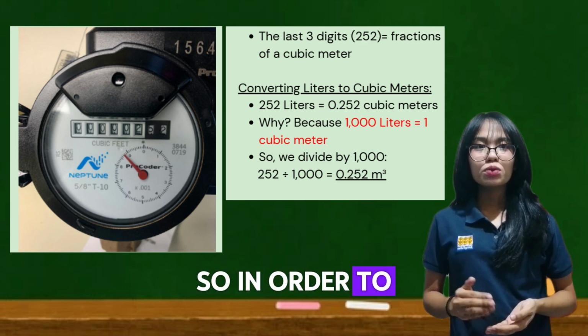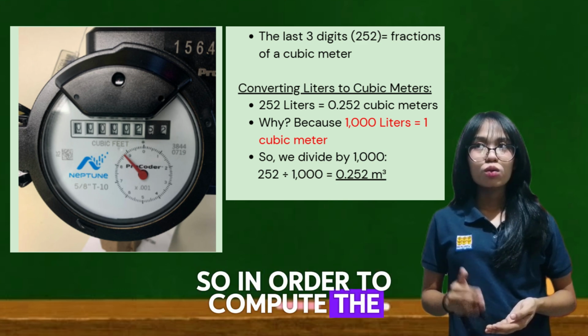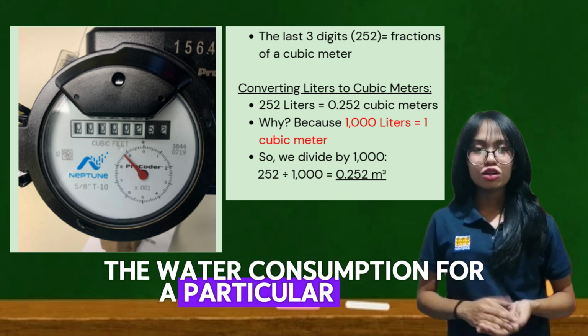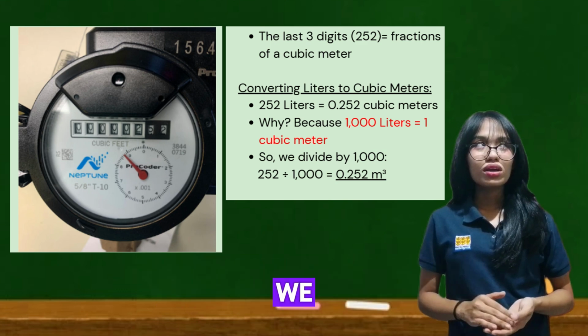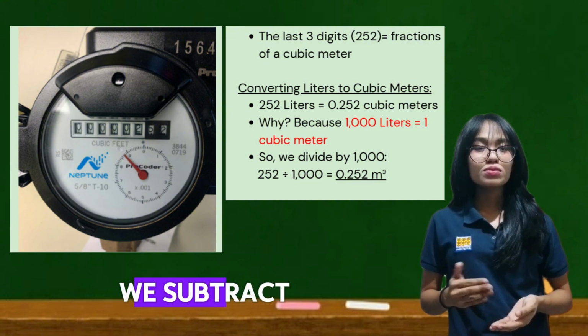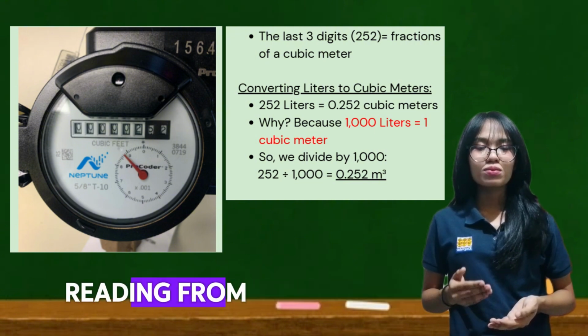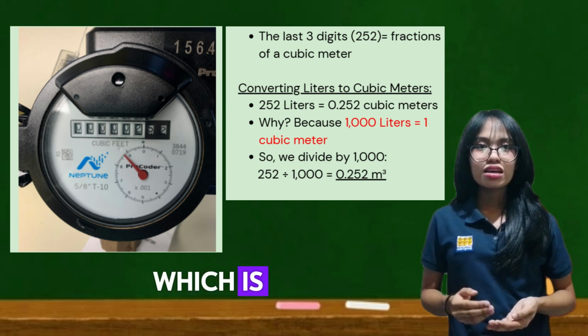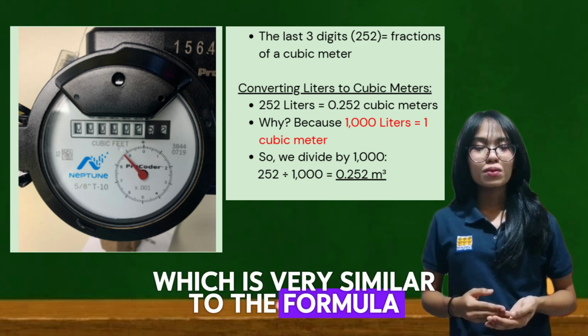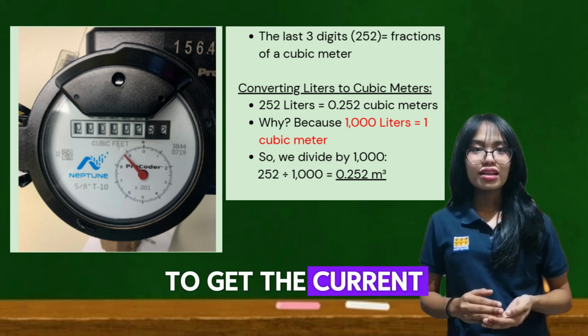So in order to compute the water consumption for a particular period of time, we subtract the previous reading from the present reading, which is very similar to the formula to get the electric consumption.